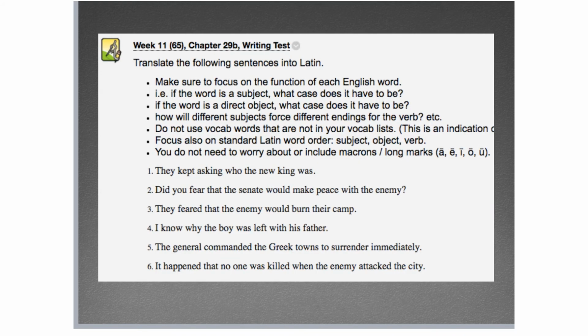All right, and this, of course, is English to Latin. So they kept asking, that's going to be our imperfect. Rogabant, quis novus rex esset. And you need that subjunctive because of indirect question. All right, so who was the new king? Direct question. They kept asking who the new king was. Indirect question. So there's my who. Because it's an indirect question, there's my subjunctive verb.